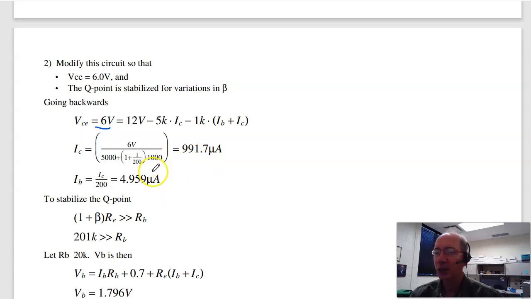To stabilize the Q point, I need to satisfy this condition. 1 plus beta times RE is much, much bigger than RB, or RB is much, much smaller than 201K. So 10 times is kind of a typical number. I want RB to be large, otherwise you're wasting power, but much, much smaller than 201K, so like 20K works.